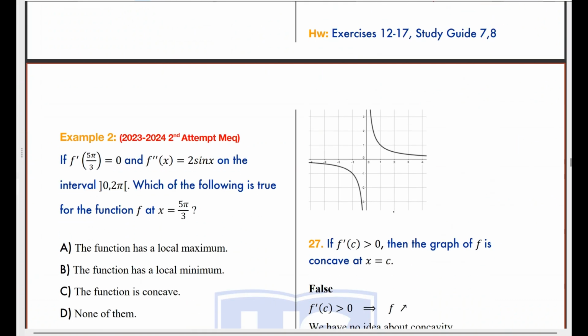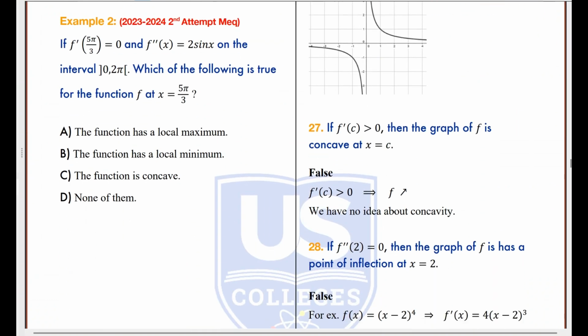There's only one ministry exam question about this. 2024 second attempt ministry question. We are given the value that makes the first derivative 0, and we are given the second derivative function. So which one is true for that information? So like we did in the previous question, we will take the value that makes the first derivative 0 and put it back into the second derivative.